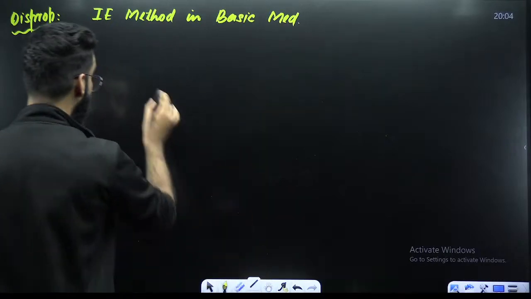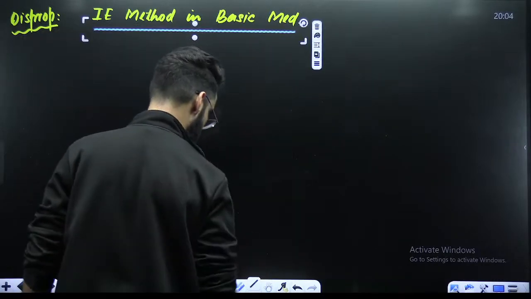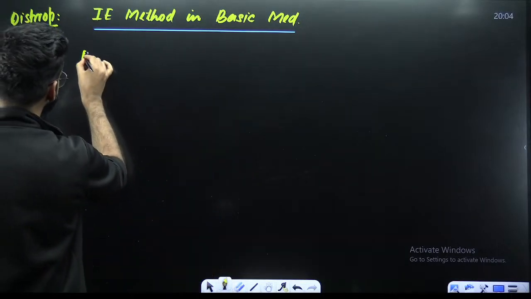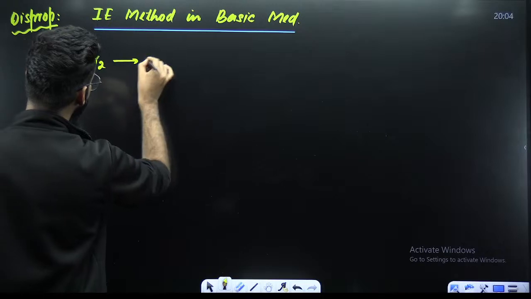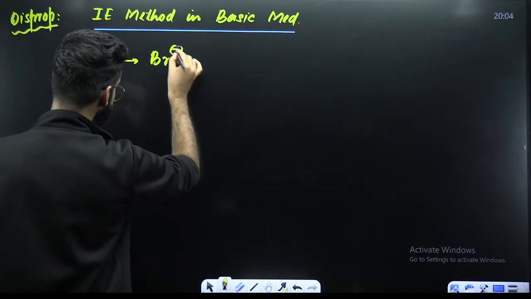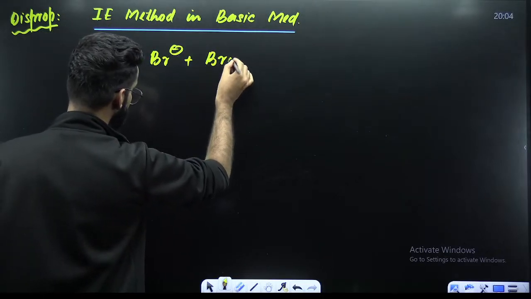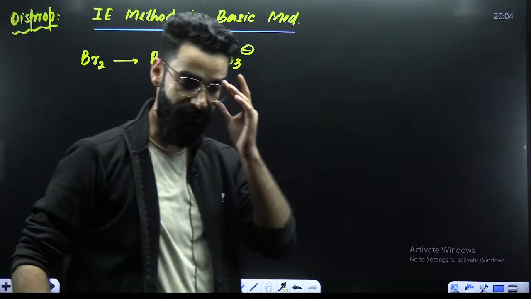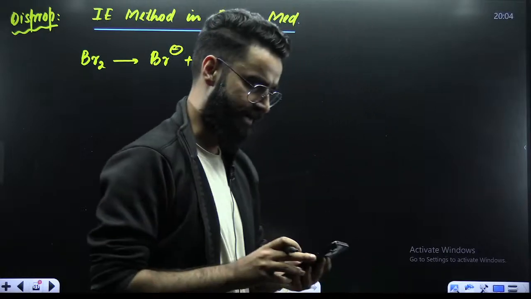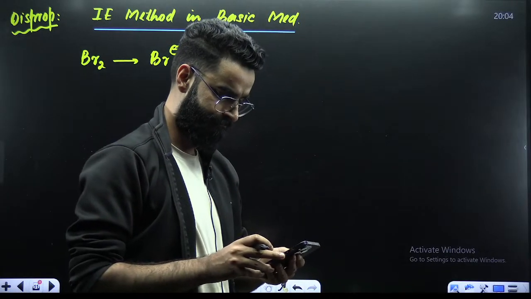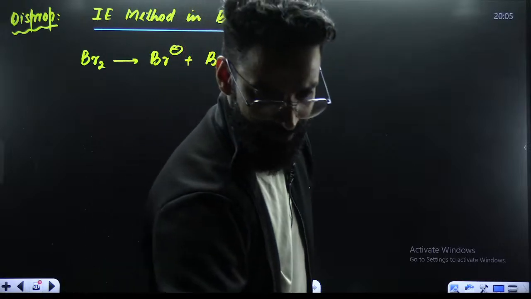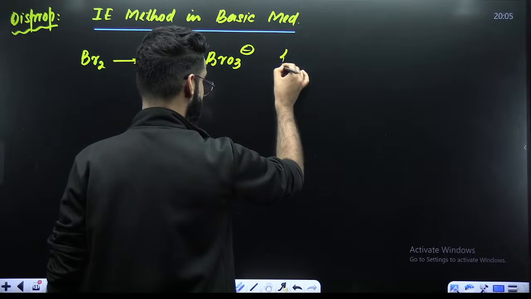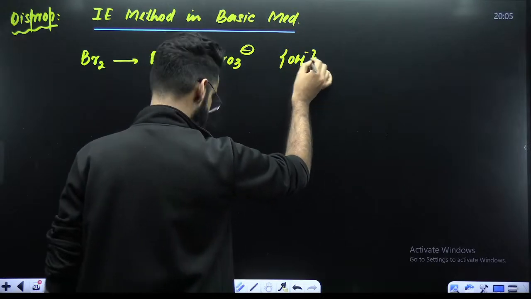See guys, understand properly what exactly we are going to do. For example, you have got the reaction like this: Br2 gives Br negative plus BrO3 negative. This is your reaction. Perfect. My dear students, since this is your reaction, I'm assuming that this reaction is taking place in basic medium.